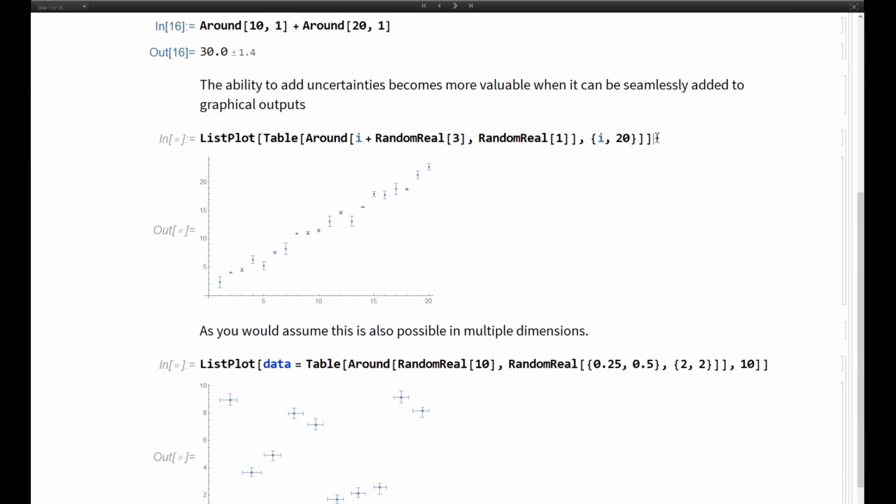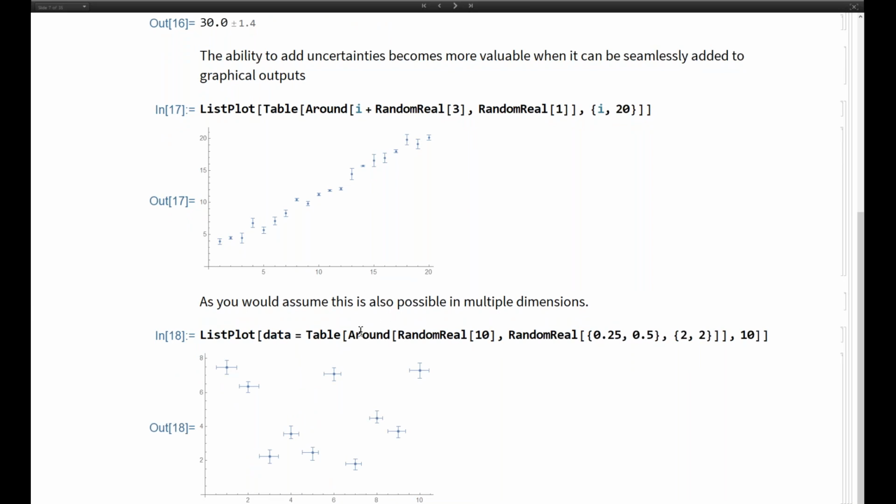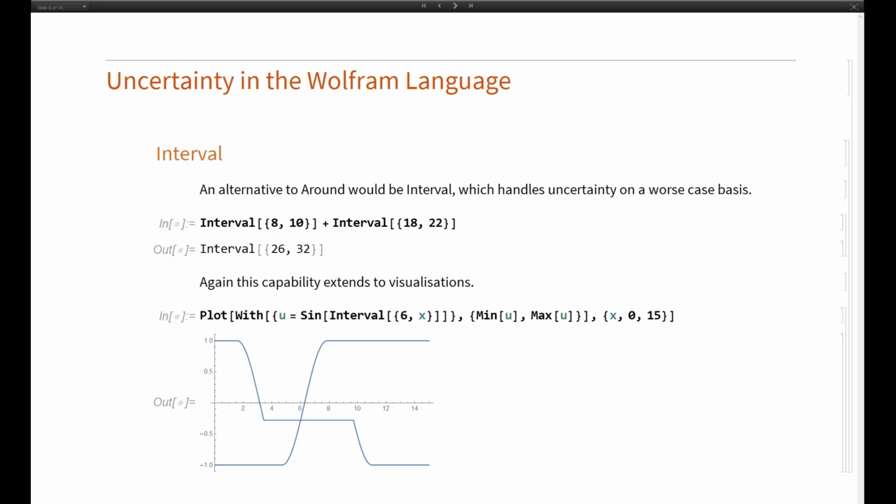In which case, plotting these kinds of things on a graph is just as simple. It's the same as plotting any other set of data you would normally use. However, the system handles the Around appropriately and gives you these little error bars, for want of a better word. You'll find that this can also be done in multiple dimensions simply by changing the setup that the Around function is wrapped around. So for example, in the previous one, Around was only present on the x value, whereas here it's also present on the y value. And thus you get some appropriate error bars. These don't necessarily have to be bars, they can be all sorts of different shapes if you really wish to change those.